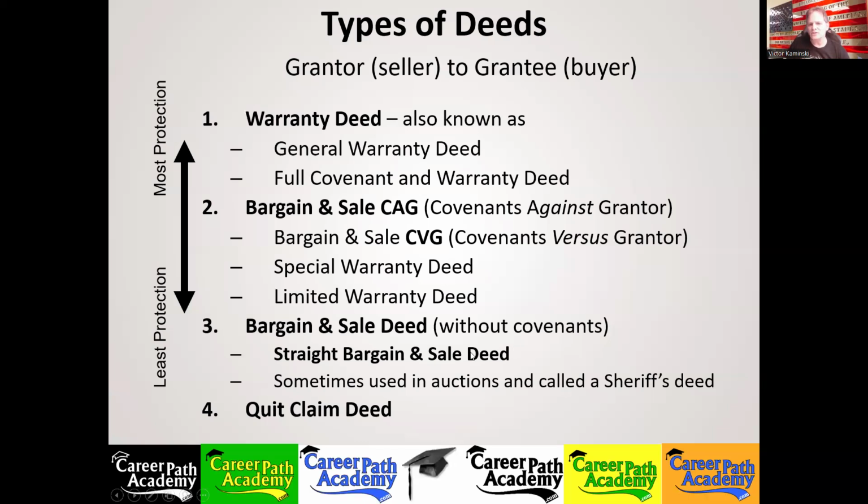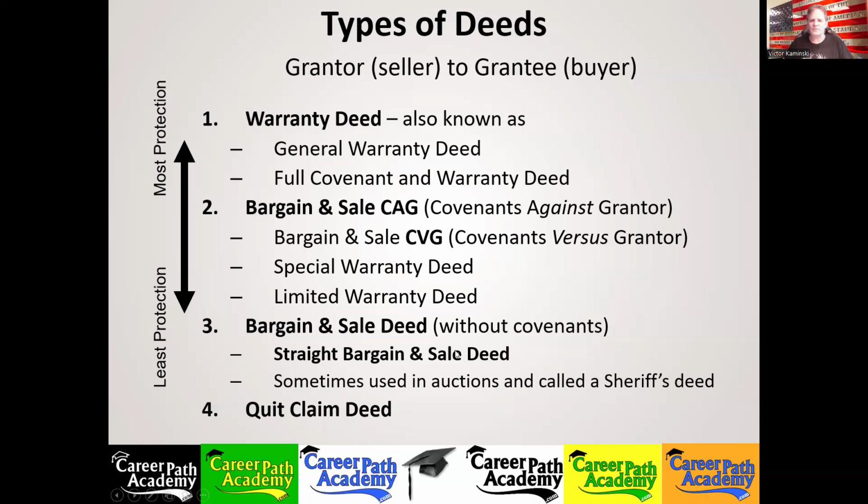A bargain and sale type deed, notice, doesn't have a CAG after it. This is a totally different type of deed. They look very similar, so don't get lazy when you mean to say bargain and sale covenants against grantor's acts, the CAG. Don't just call it a bargain and sale, because that's a totally different type of deed.